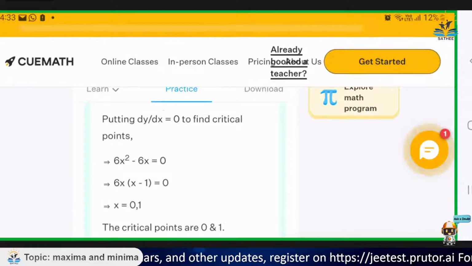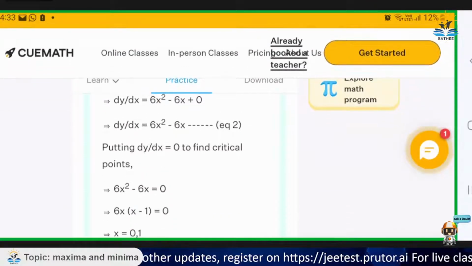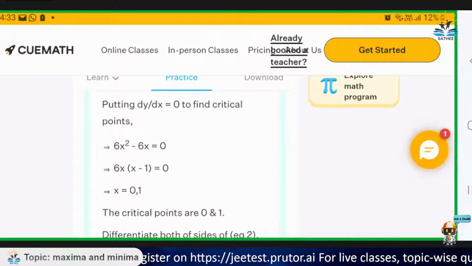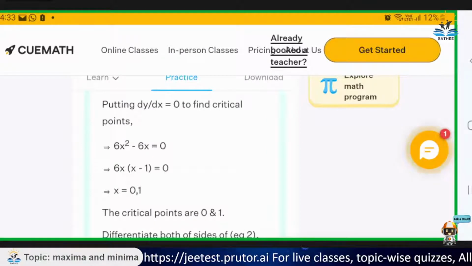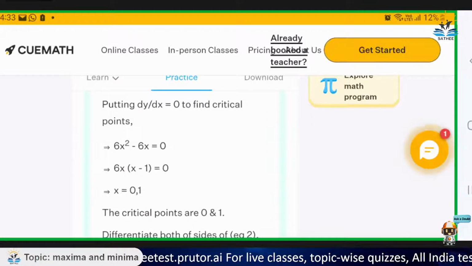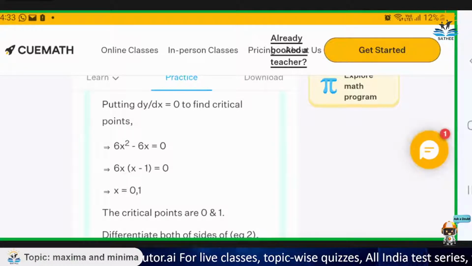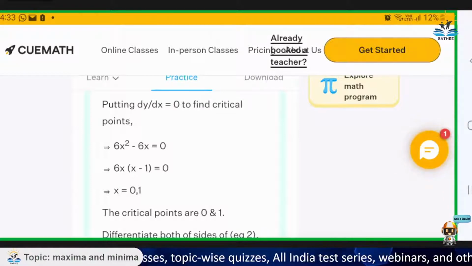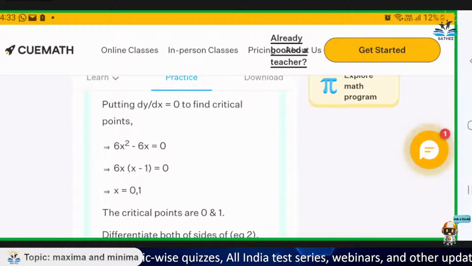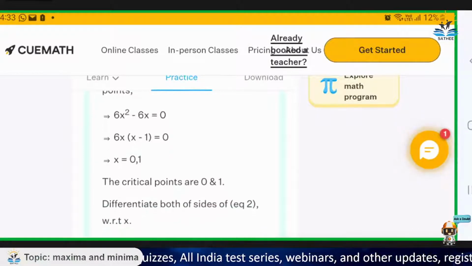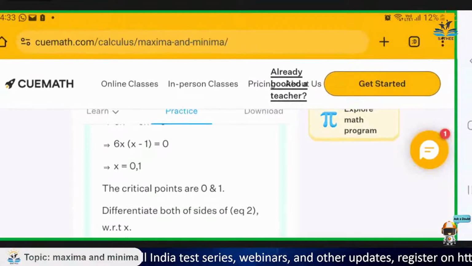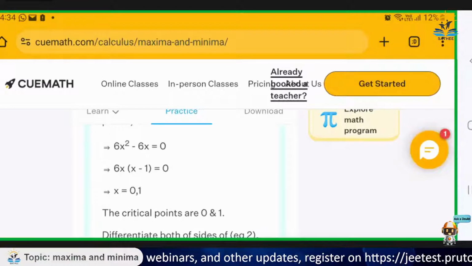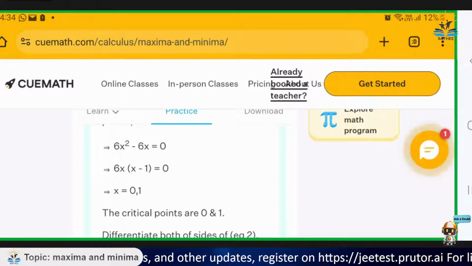Now we can see how this function f dash x changes its sign to tell whether these are the points of local maxima or local minima. Or we can also use the value of f double dash x to comment whether these points are local maxima or local minima. So let us use the second derivative test and find f double dash x. In this case, f double dash x comes out to be 12x. Since f double dash x is 12x, at x is equal to 0, f double dash x is 0. So we cannot say anything about x is equal to 0.